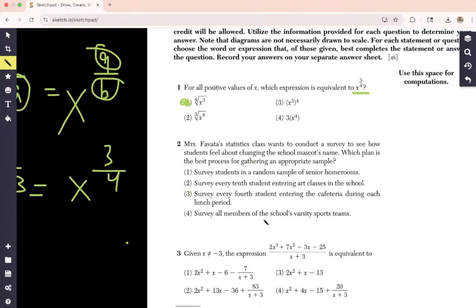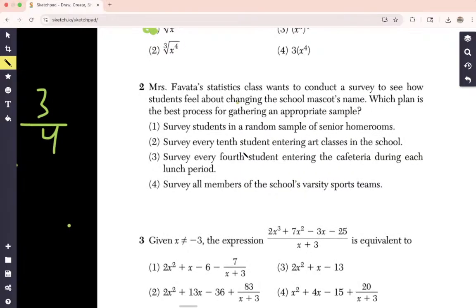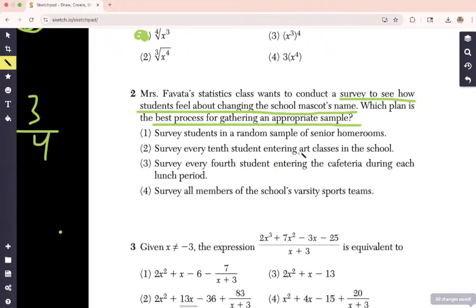Mr. Fad wants to conduct a survey to see how students feel about changing the school's mascot name. Which plan is the best process for gathering an appropriate sample? So, this is a statistics class question. They want to see how the students feel about changing the school mascot's name. When you're doing this type of survey in a school setting, you want to get basically all the students' opinions.